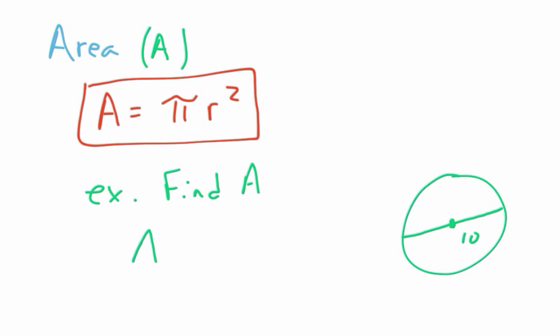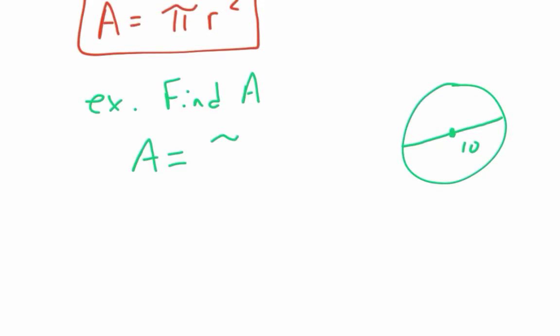Wait, the diameter is totally 10. Yes, you see my trick. So area is pi r squared. That's going to be the same as pi times 5 squared. Nice. What I did is I gave you that the diameter is 10.